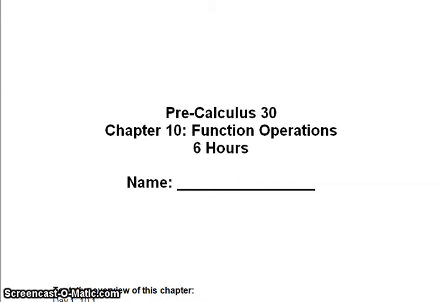Hey everyone, so today we're starting chapter 10, our second last chapter. I'm sure you guys are probably starting to get pretty excited here, almost done the course. Congratulations, we made it this far.